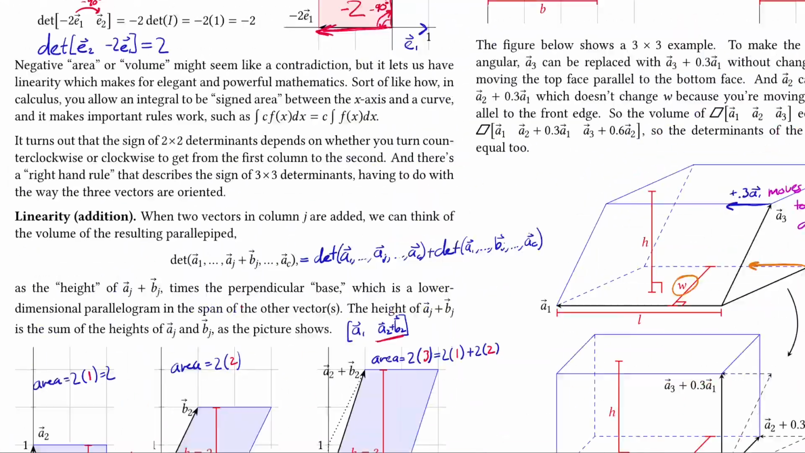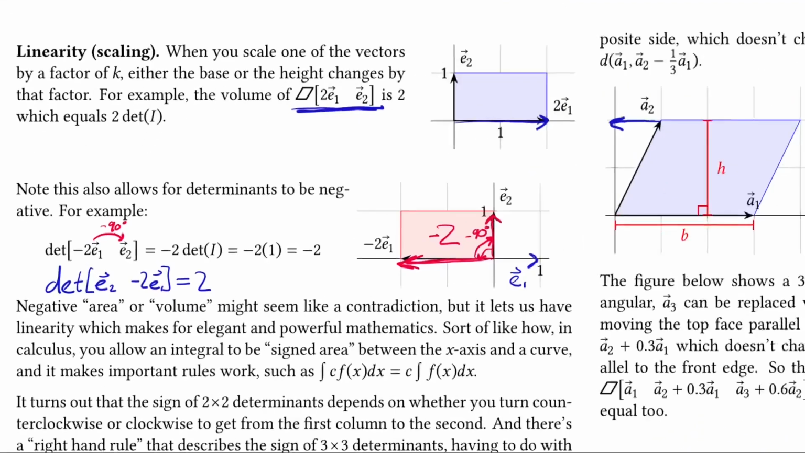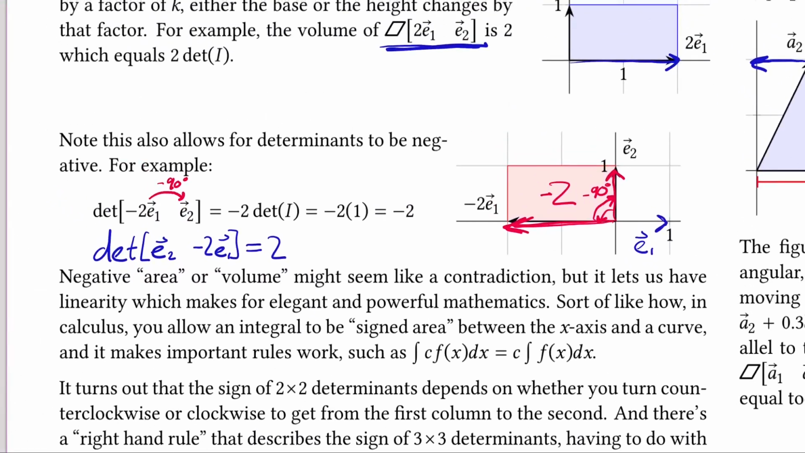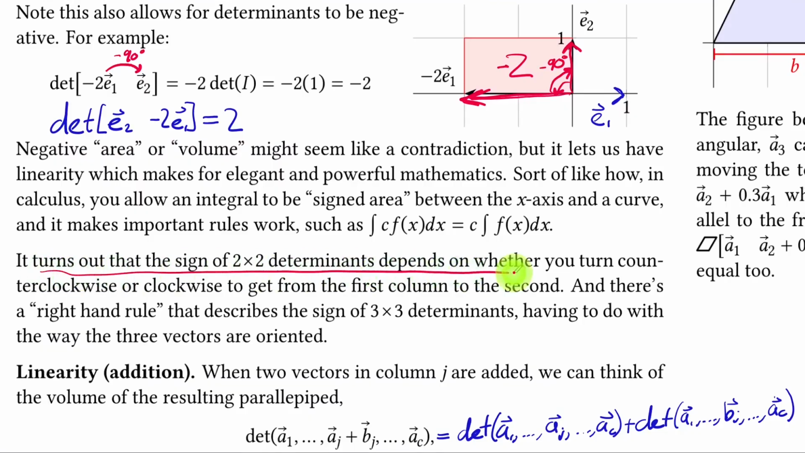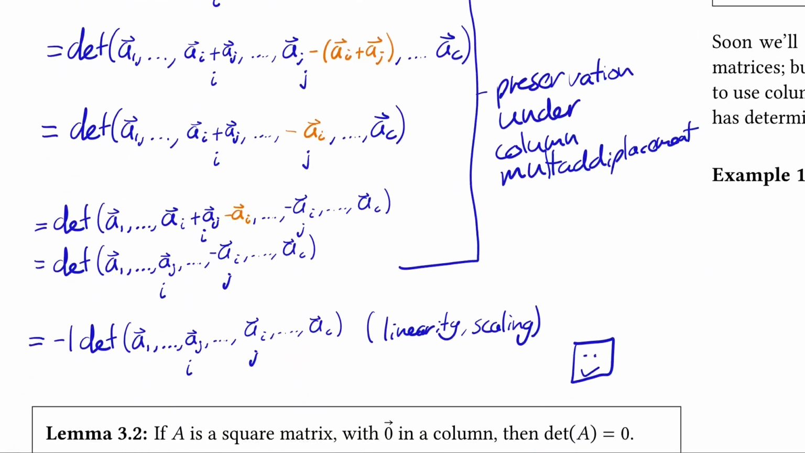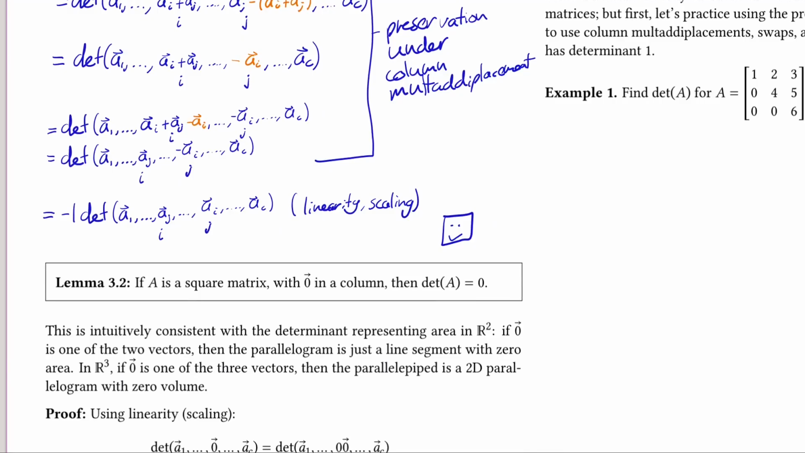We actually saw an example of this earlier. The determinant of this first thing here, where the columns were -2 e1 and e2, I said was -2. But if you write them in a different order, it turns out that makes the determinant positive. But we didn't really prove that yet. But it does have to do with just using column multiplication and linearity. You can move everything around that way.